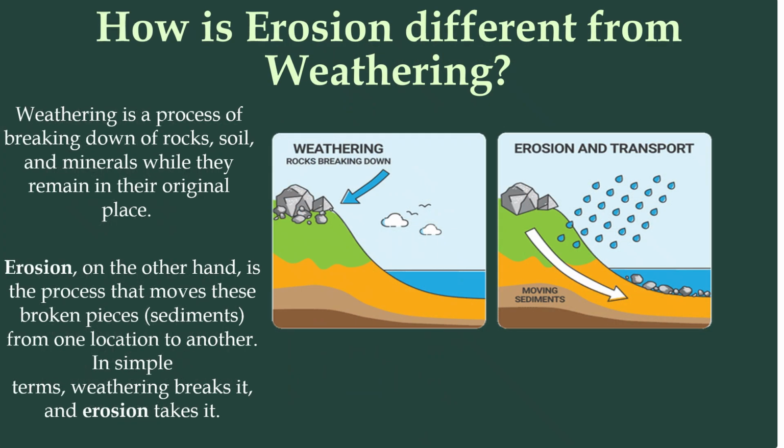Let's understand how erosion is different from weathering. Weathering is a process of breaking down of rocks, soil, and minerals while they remain in their original place. Erosion, on the other hand, is a process that moves these broken pieces from one location to another. In simple terms, weathering breaks it and erosion takes it.